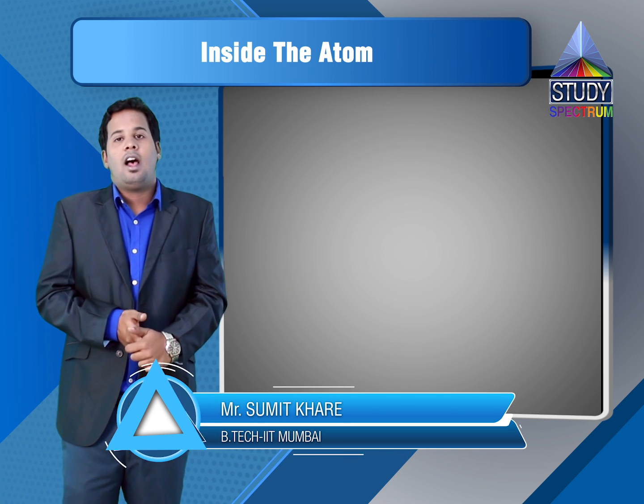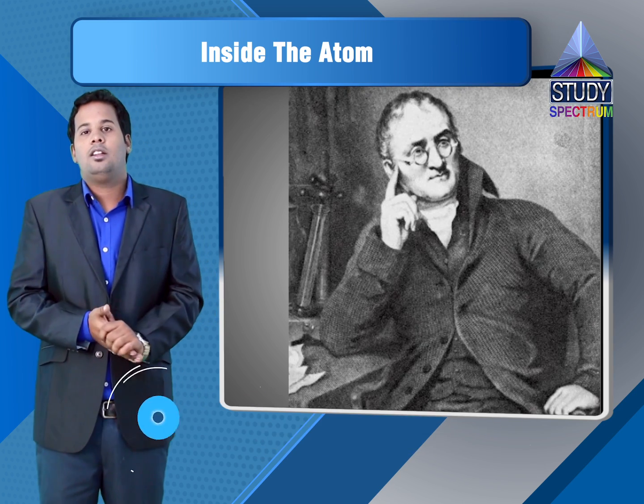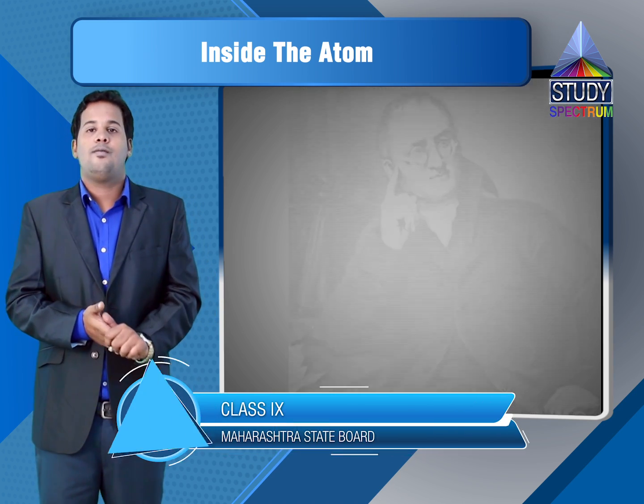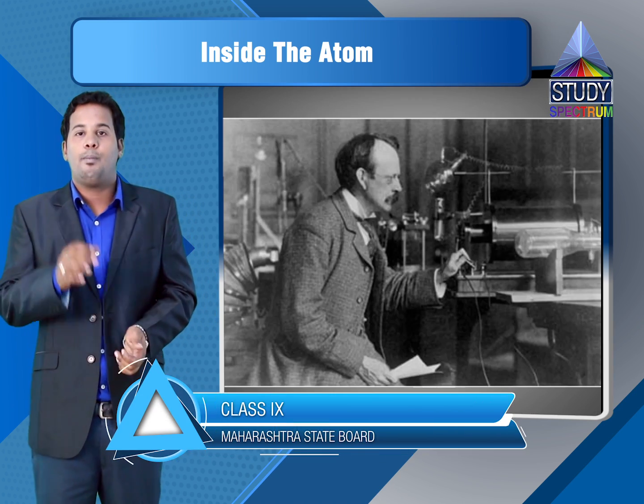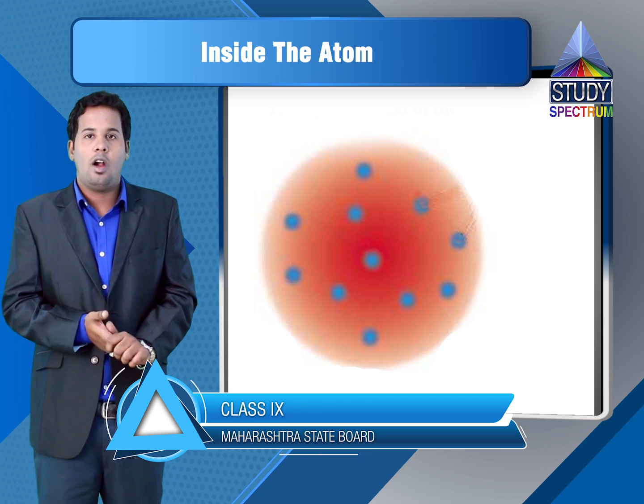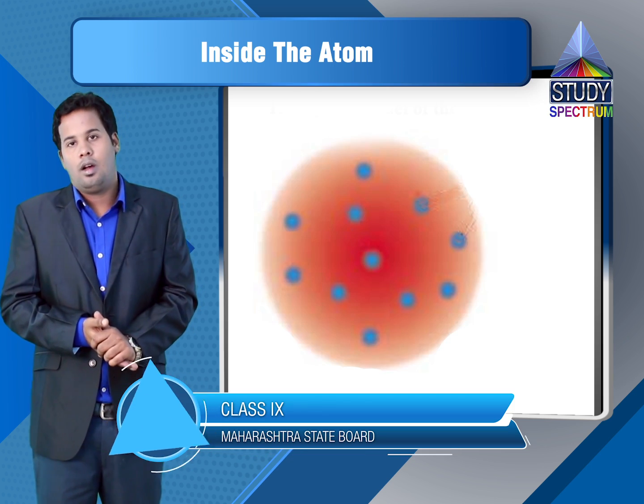Then after John Dalton, another scientist, Thomson, gave the plum pudding model, also called the watermelon model.